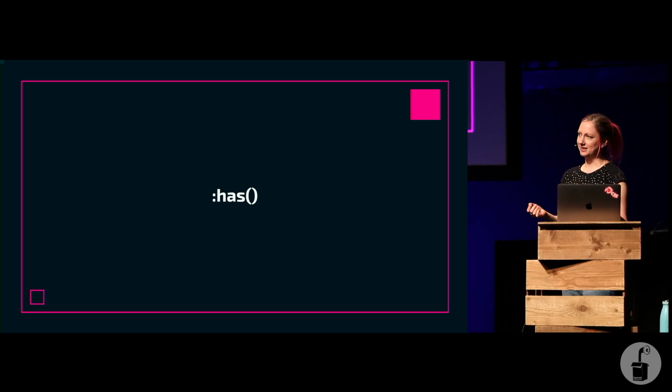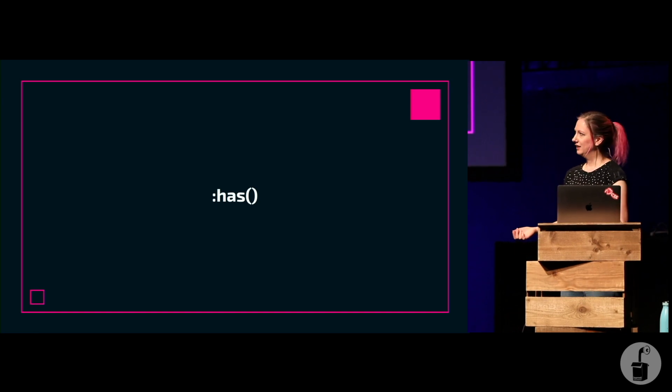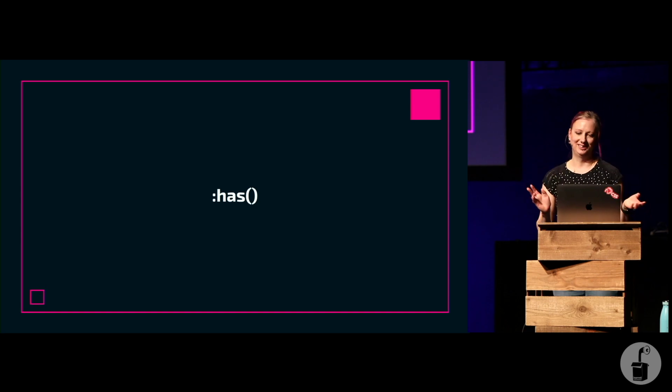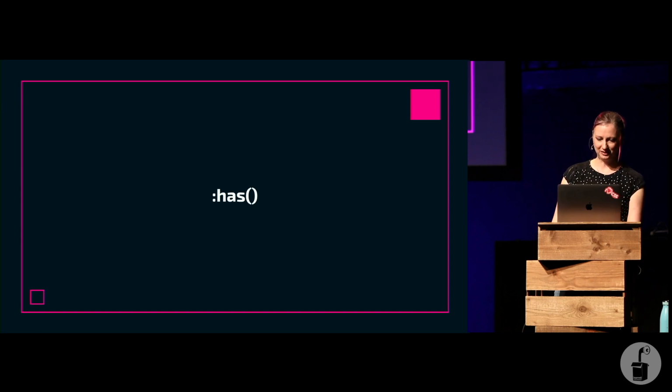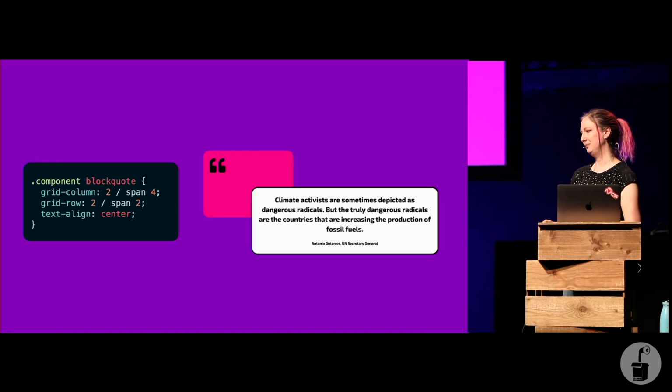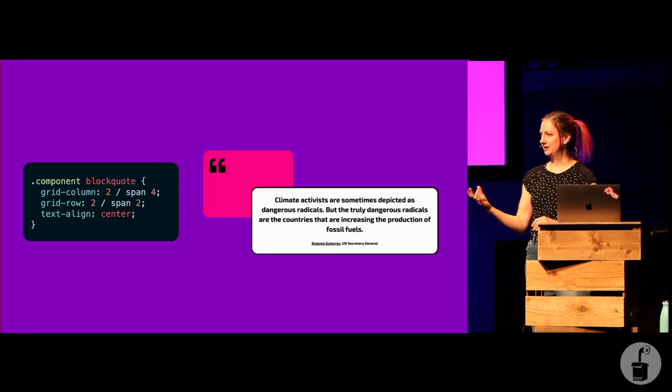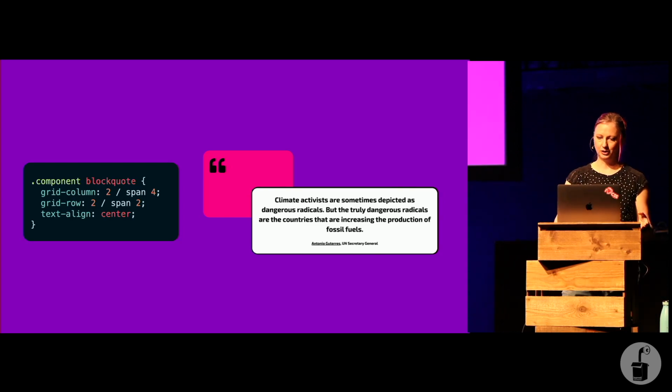Now, we saw a little bit of what :has can do. It's known as the parent selector, but actually that's kind of misleading because I think it's a lot more powerful than that. It allows us to style a parent or a sibling, or even more than that, as we're going to see in a moment. So here's a simple-ish example. We could show a different layout for a component depending on whether a certain element is present or not.